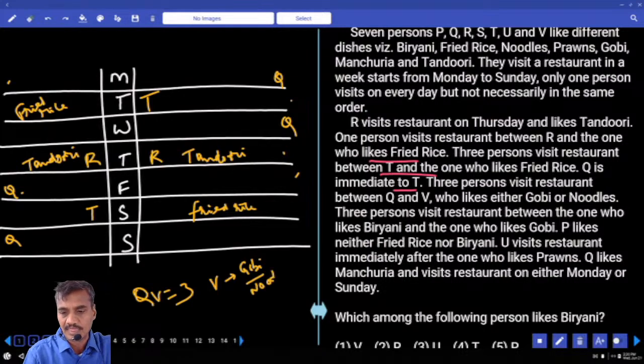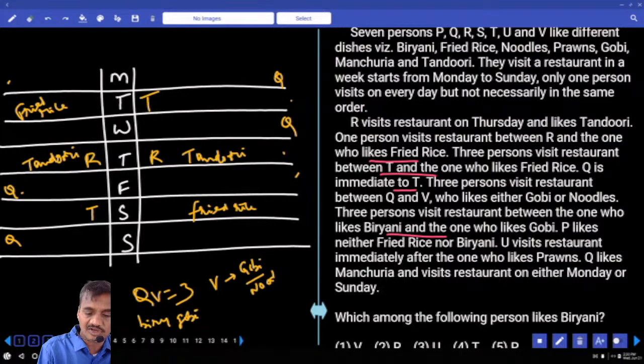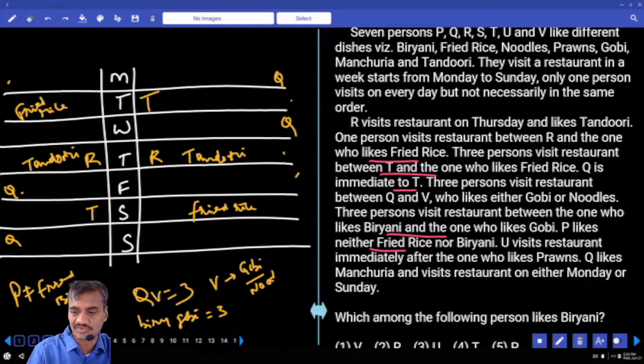The next one: 3 persons visit the restaurant between the one who likes biryani and the one who likes gobi. Between biryani and gobi, again there are 3 people. And P likes neither fried rice nor biryani. And U visits the restaurant immediately after the one who likes prawns. Now U is immediately after the one who likes prawns.